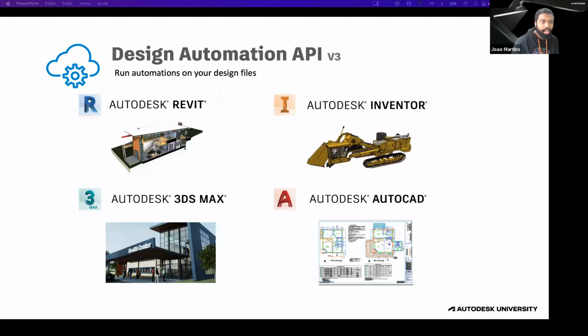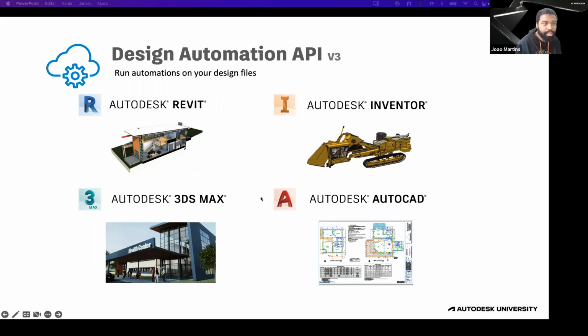First of all, a word on design automation. Design automation is our API that runs automations on your design files. Pretty obvious based on the name, right? Design automation is available as of now for 4 different products.